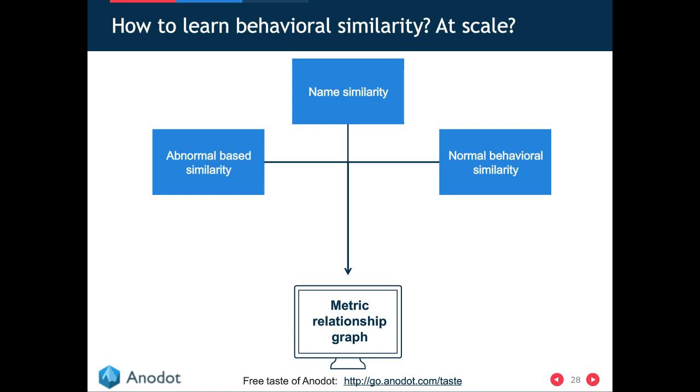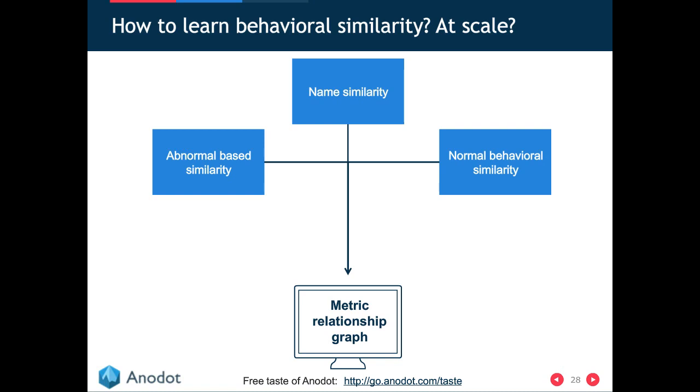The 3 types of inputs are: do they tend to behave similarly during normal times when there are no anomalies? Do they tend to be anomalous together at abnormal times, or have some overlap in anomalies? Because that may indicate that they are related. And because a lot of these metrics have names, is there any similarity in the names? They describe what they're measuring, the geography where they're being measured, the products that they're measuring, and so on.